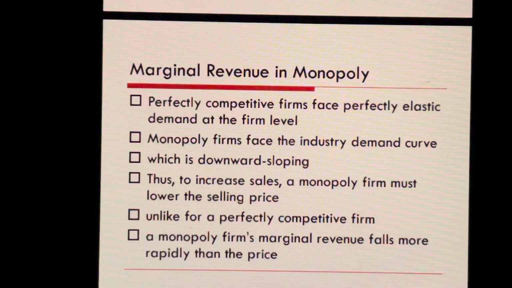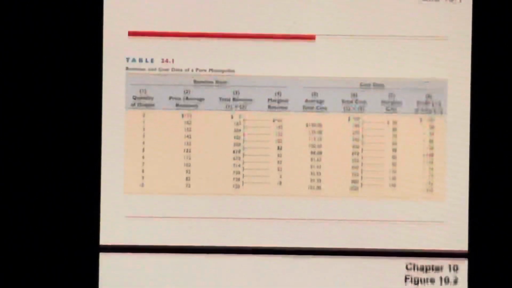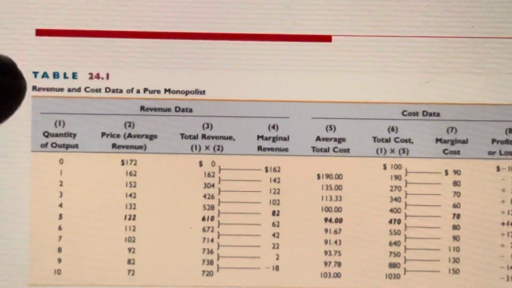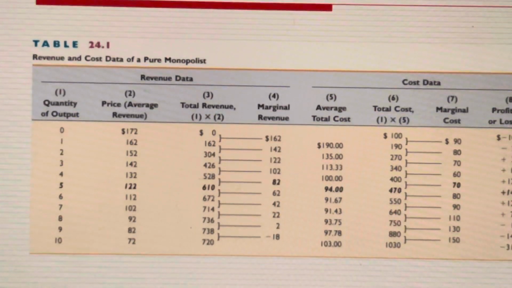So if customers buy more units, the sales price per unit is lower, but the prices always matter, especially for marginal revenue in a monopoly market. Thus, to increase sales, a monopoly firm must lower the selling price. Unlike a perfectly competitive firm, a monopoly firm's marginal revenue falls more rapidly than the price. Here we find a chart for the revenue data and the cost data.